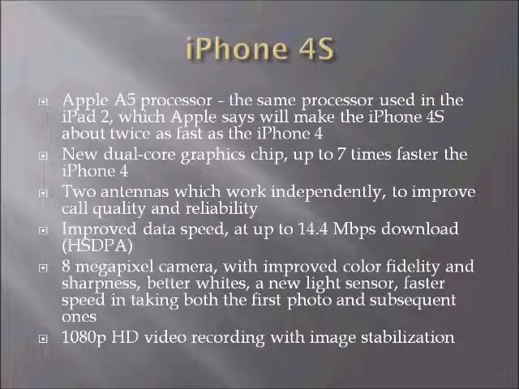So the hardware for the iPhone 4S, we have the Apple A5 processor, as mentioned before, the same processor used in the iPad 2, which Apple says will make the iPhone 4S twice as fast as the iPhone 4 with the dual-core processor compared to the single-core. The new dual-core graphics chip is up to 7 times faster than the original iPhone 4. It now has 2 antennas, which will work independently to improve call quality and reliability. It has an improved data speed. It can now support up to 14.4 megabits per second.